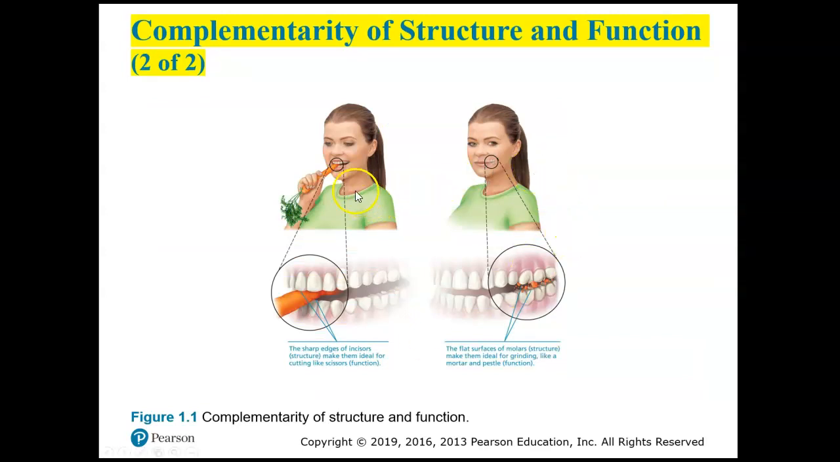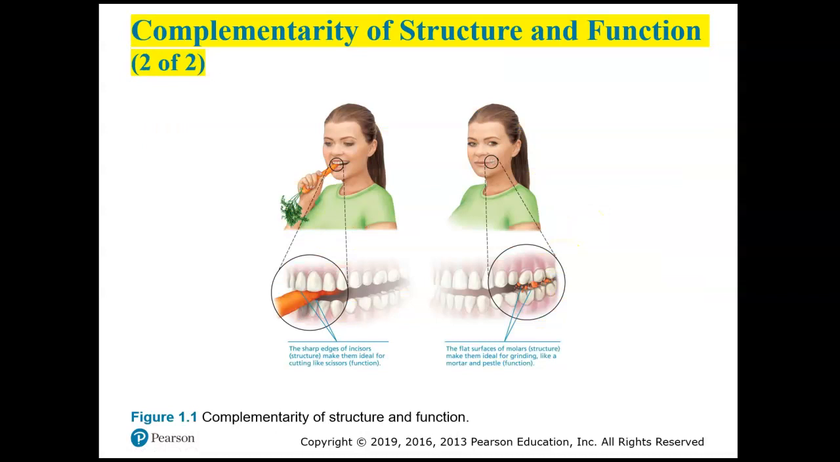A very simple example: you see this young woman is eating a carrot. She is biting into the carrot with her incisors or front teeth that are designed for cutting or clipping. And then she is chewing with her molars, which are designed for grinding.